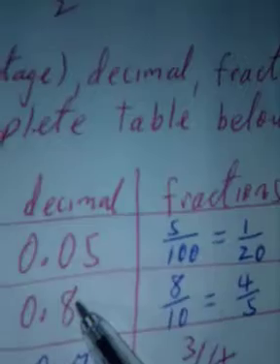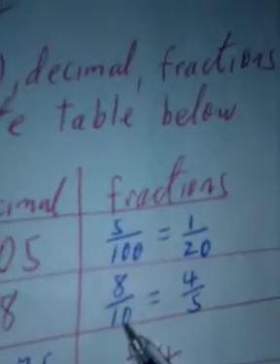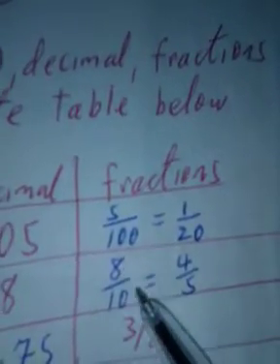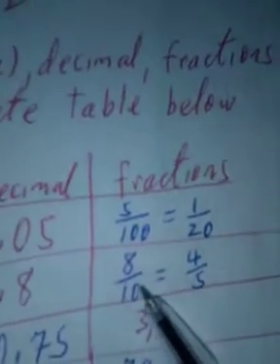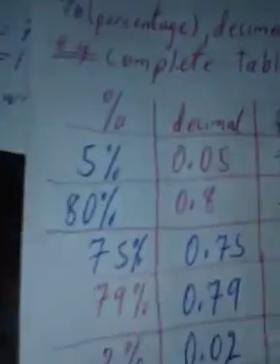Or that's fine. The 8 is in what position? The tenths. So 8 over 10. I can reduce this. Divide both the numerator and the denominator by 2, and I get 4 over 5.